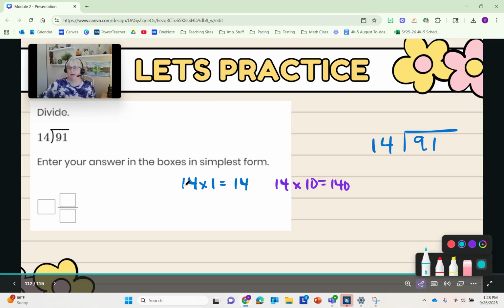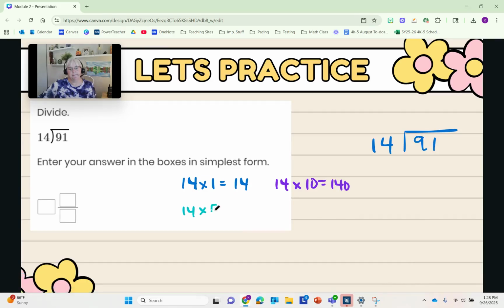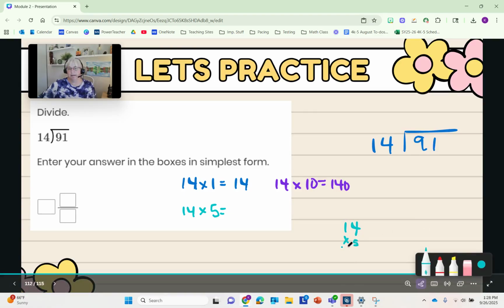And I'm going to jump because 14 is quite a bit further away from 91. It's going to take a while to get there. So I'm going to try 5. Let's try 14 times 5. Now I don't know 14 times 5, so I'm going to write it over here and then I will erase this one. 4 times 5 is 20. Write the 0, carry the 2. 5 times 1 is 5, plus 2 more is 7, so it's 70.